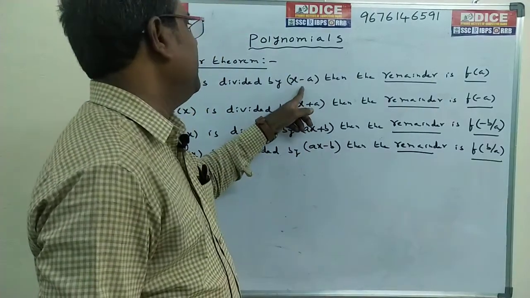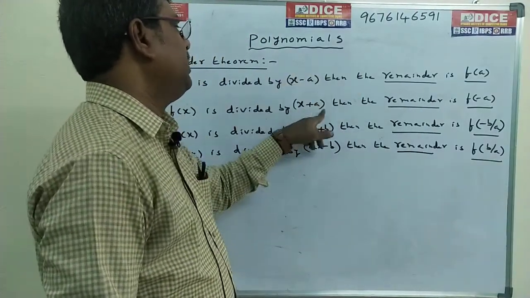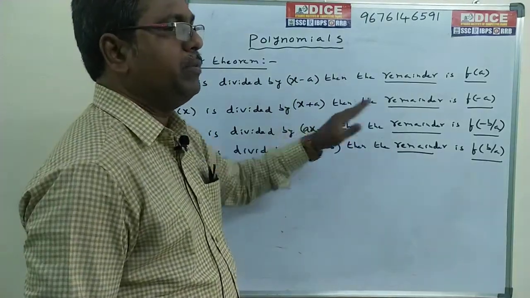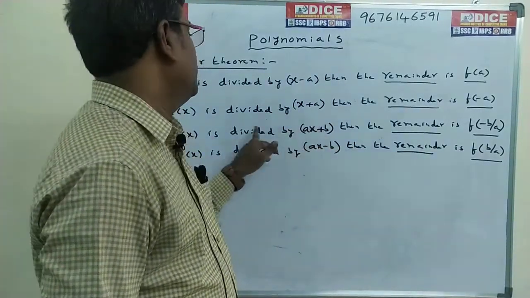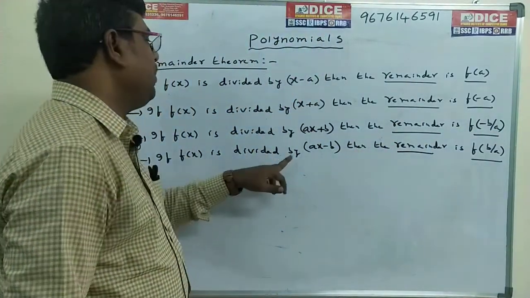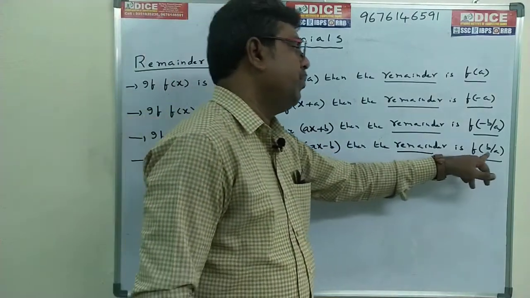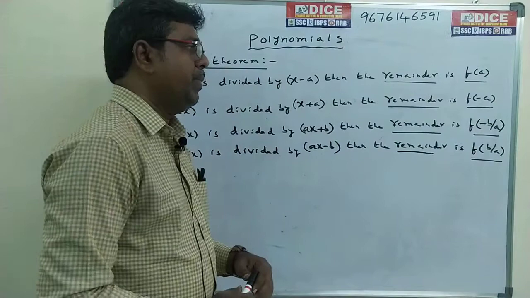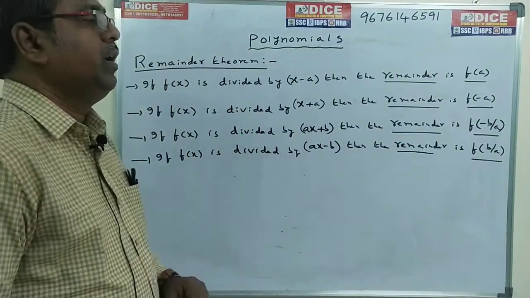Simply, here x minus a is equal to 0, x is equal to a. x plus a is equal to 0, x is equal to minus a. ax plus b is equal to 0, ax is equal to minus b, x is equal to minus b by a. So that's why the remainder is f of minus b by a. If f of x is divided by ax minus b, then the remainder is f of b by a. These are the four formulas we have to learn by heart, compulsory. Depending on this we can get the question.